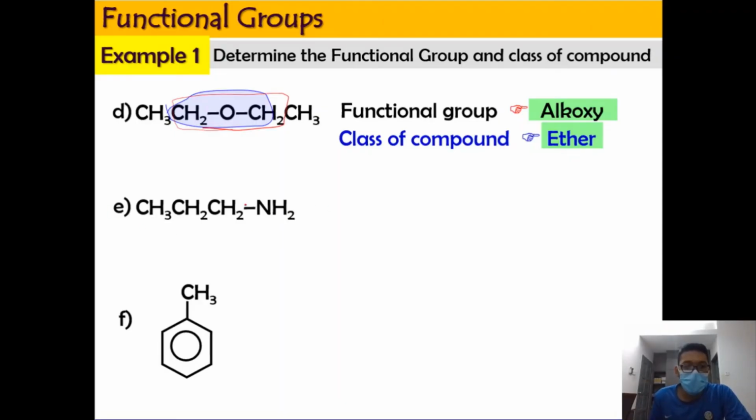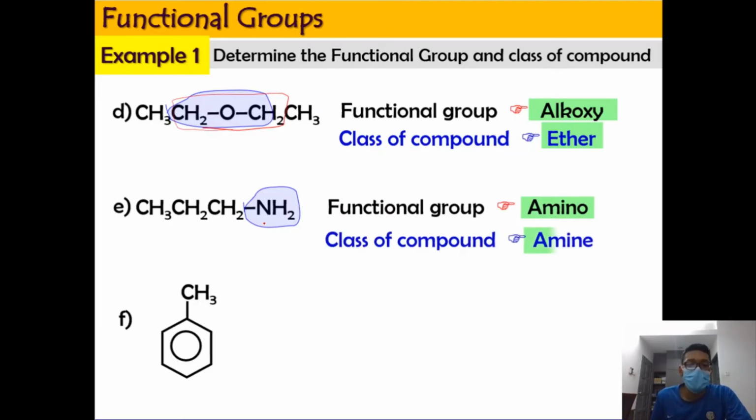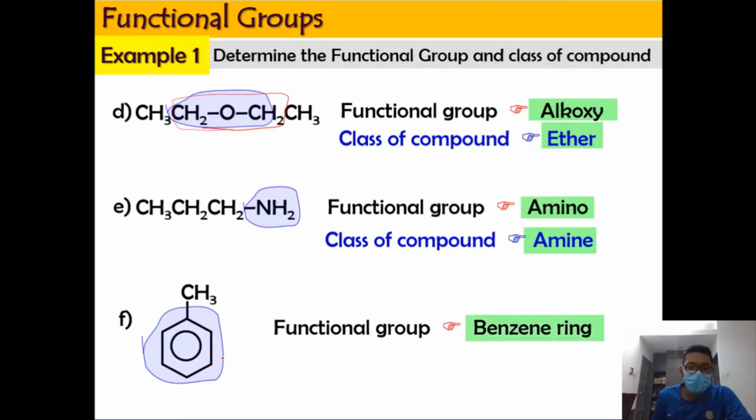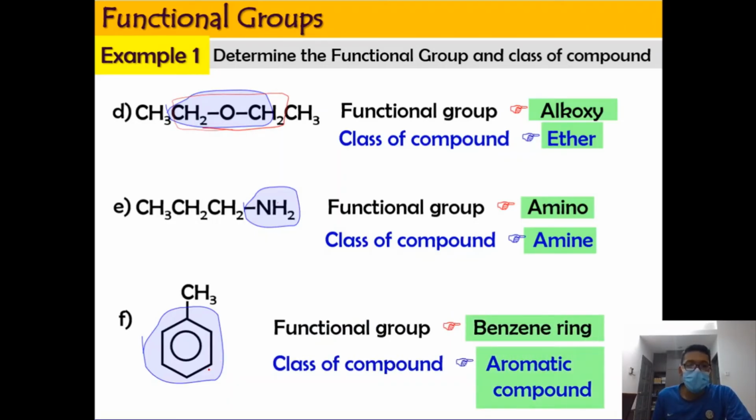Meanwhile, for E, we have a different attachment here, which is NH2. So this refers to the functional group of amino, and the class of the compound here refers to amine. Meanwhile, here the benzene ring is going to be the functional group, and the class of the compound is the aromatic compound.